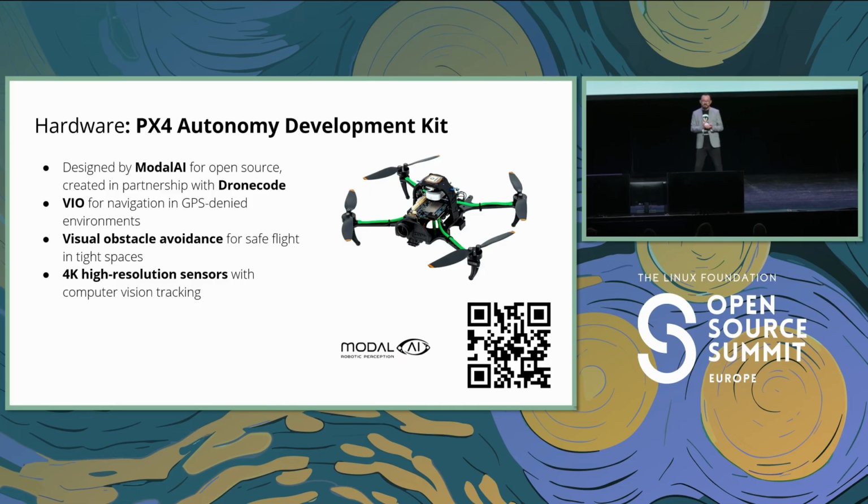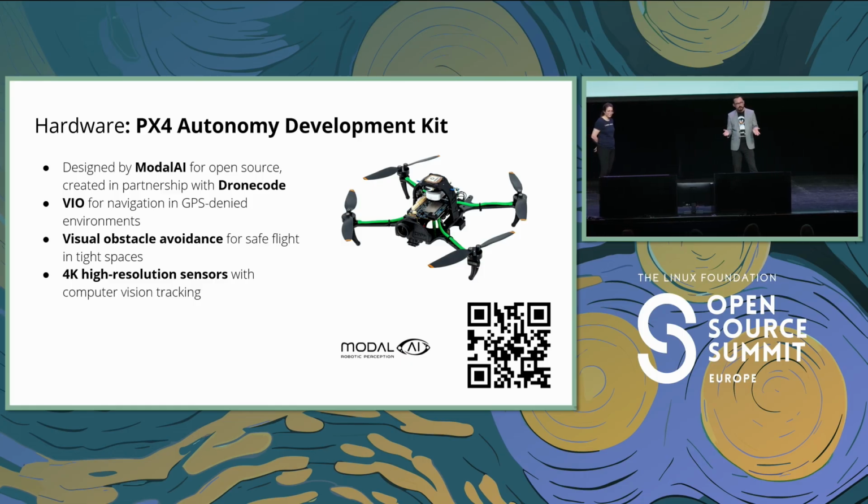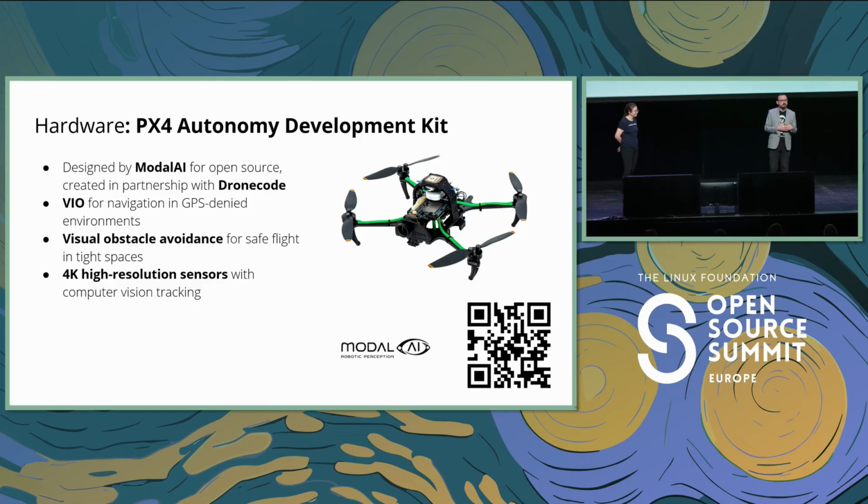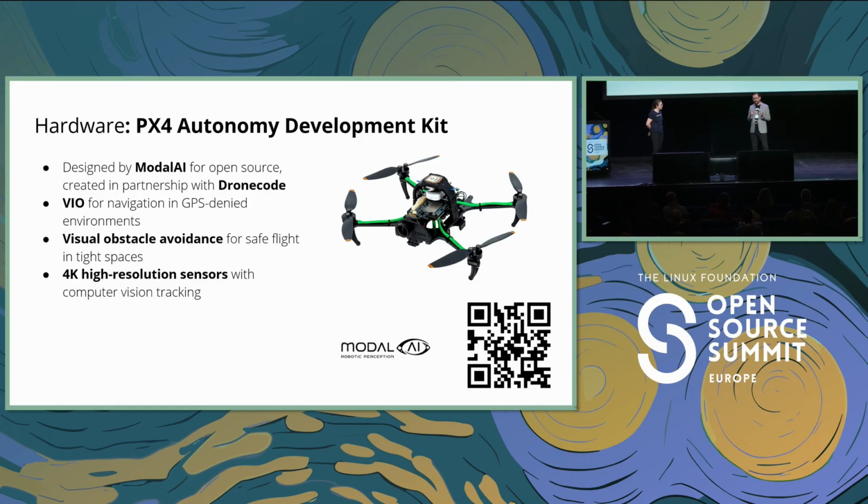So Mary picks the PX4 Autonomy Developer Kit. It's a drone designed by ModalAI in partnership with Dronecode to be a development drone for PX4 developers. This is specifically created for GPS-denied environments, which is kind of like what is going on in the warehouse. In a warehouse, you don't really have GPS or strong GPS signals. You need to rely on other sensors. Luckily, this drone has a high 4K resolution camera sensor.